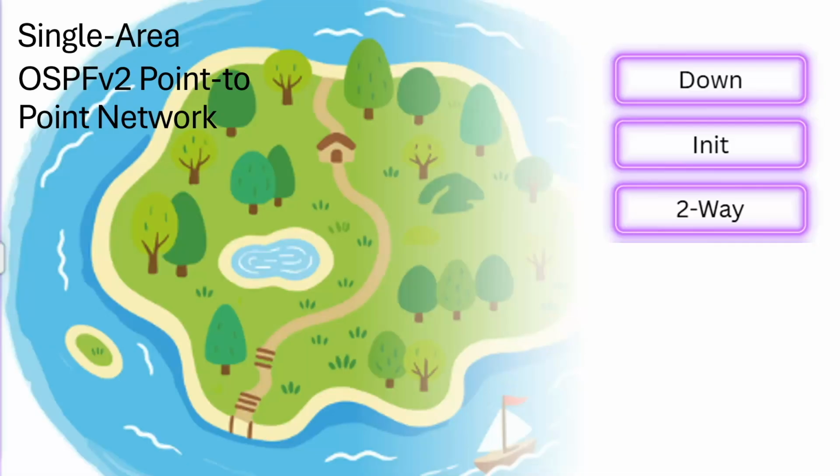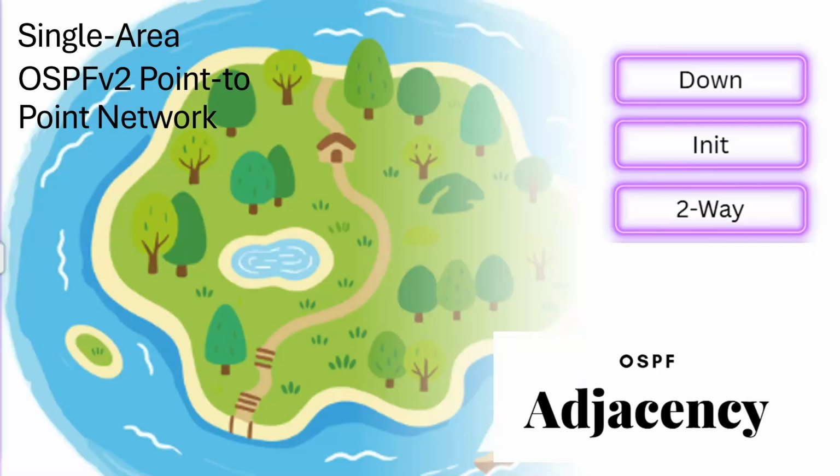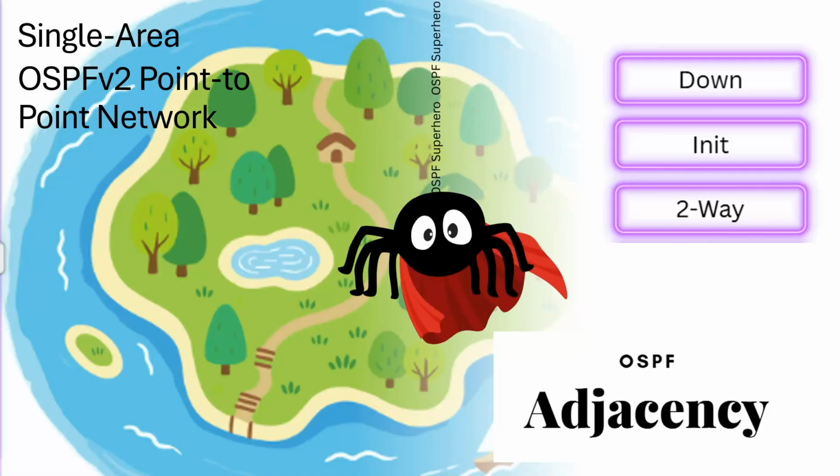These three states and the remaining four are called OSPF adjacency states. Learning these OSPF adjacency states is the point where I hope you are going to be bit by the OSPF spider and become the OSPF superhero that you didn't even know you wanted to be.